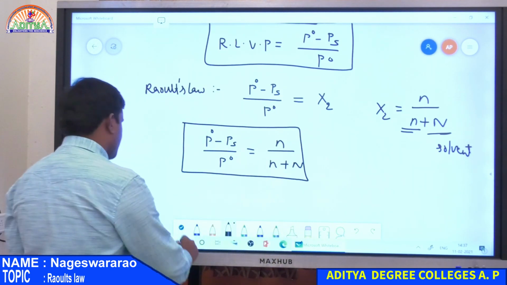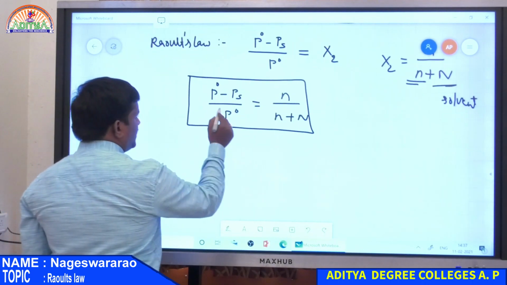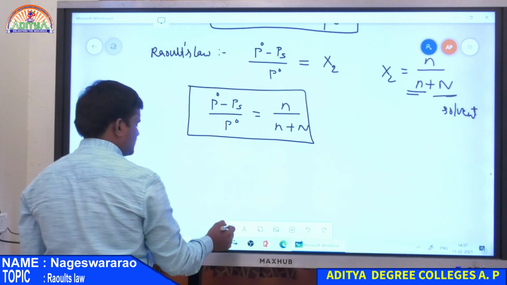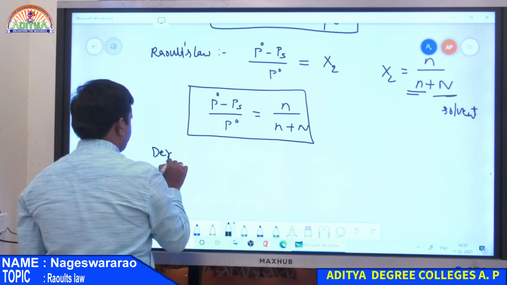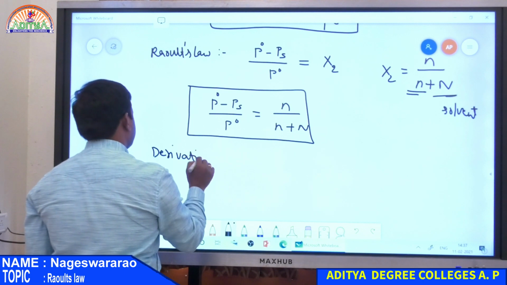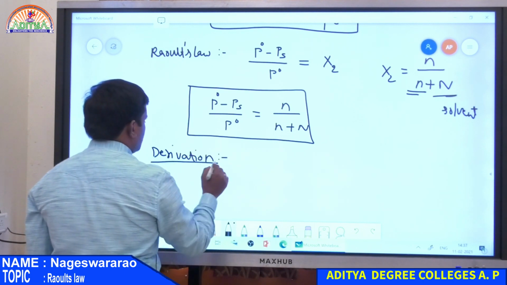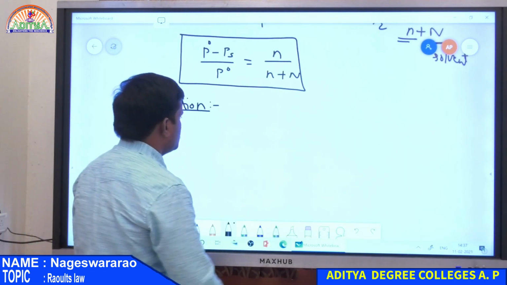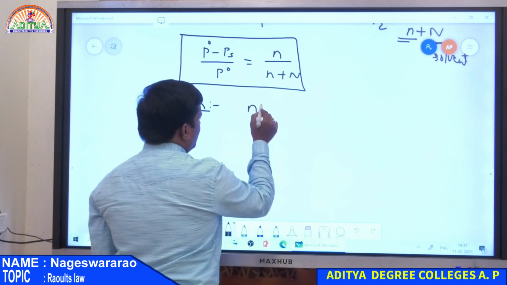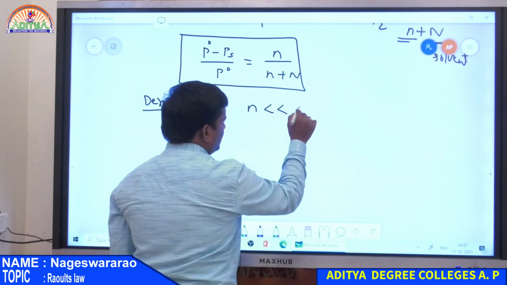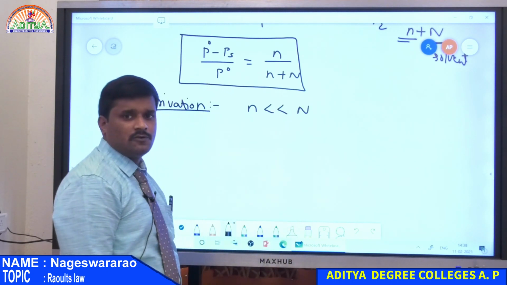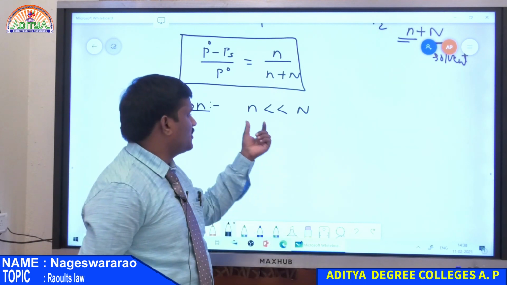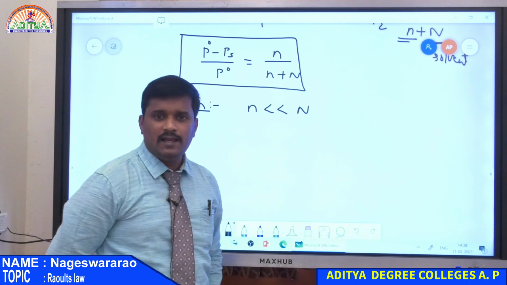Now the derivation for Raoult's law. How is it equal to n by n plus capital N? So, derivation. This is a dilute solution. What does this mean? The number of moles of solute, small n, is very small compared to capital N. Therefore, in our solution we have mostly solvent, and the solute is very small because it is a dilute solution.